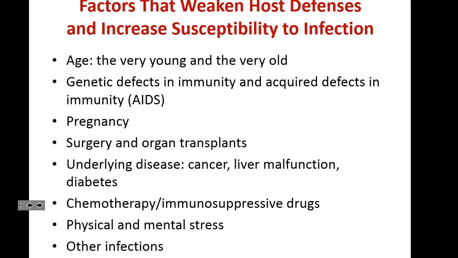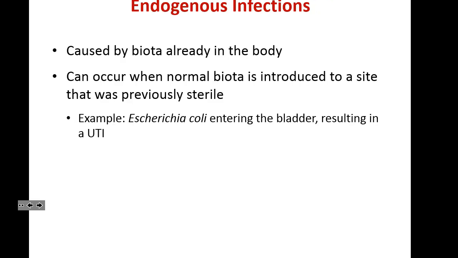So what are some factors that weaken host defenses? Age: the very young and the very old. Genetic defects in immunity and acquired defects in immunity, such as AIDS. Pregnancy, surgery, and organ transplants. Underlying disease such as cancer, liver malfunction, and diabetes. Chemotherapy and immunosuppressive drugs also weaken host defenses. Physical and mental stress. Is anybody in here under any physical or mental stress? And other infections.